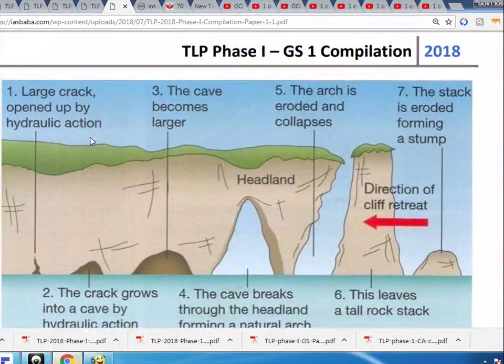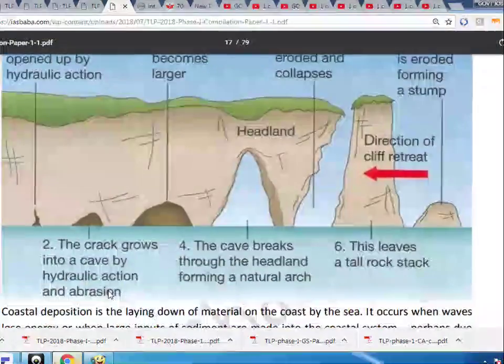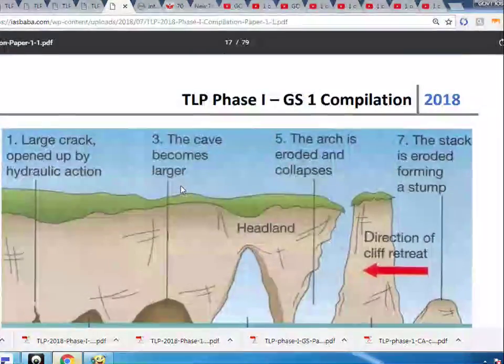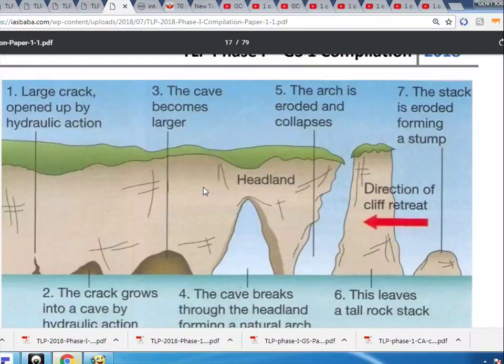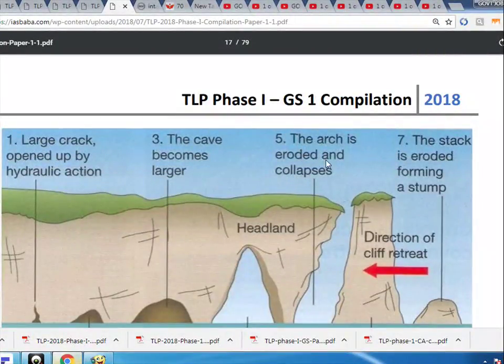So here you can see a large crack opened up by the hydraulic action. The crack grows through hydraulic action and abrasion, and the cave becomes larger. The cave breaks through the headland, forming a natural arch. The arch is eroded and breaks, and it's separated.